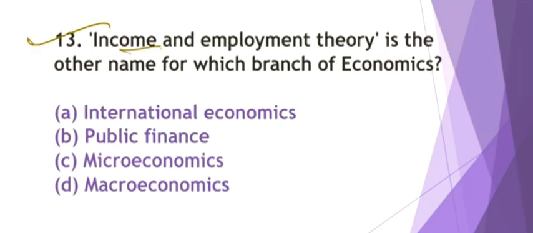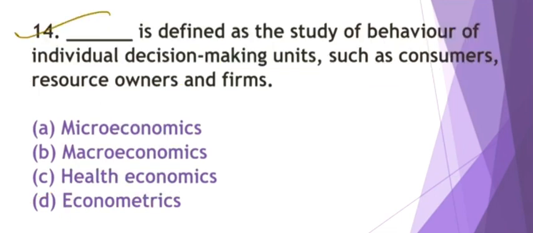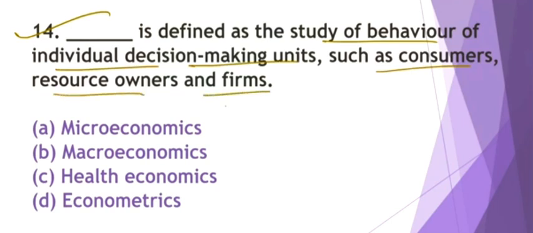13. Income and employment theory is the other name for which branch of economics? Option number D, macroeconomics. Okay. 14. Dash is defined as the study of behavior of the individual decision-making units such as consumers, resource owners and farms. And that is option number A, microeconomics.